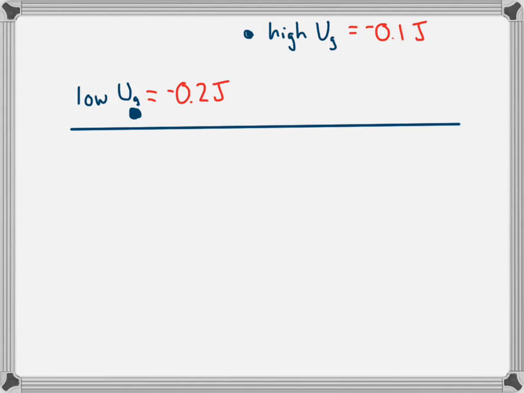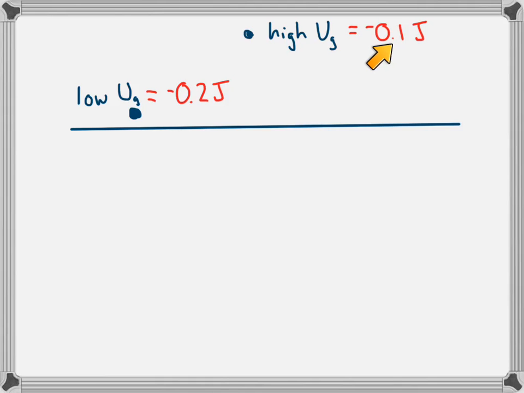So, let's think about this. We had a picture where if something was close to the planet, close to the ground, it had a low potential energy. Well, our satellite that was closer to the planet had a more negative number, and a more negative number is less than a smaller negative number.